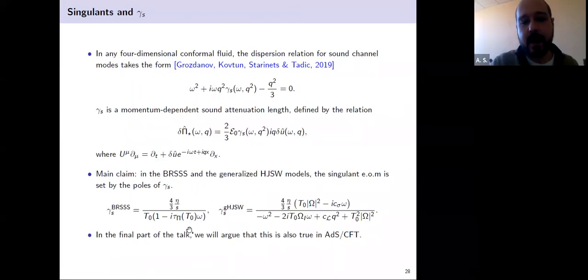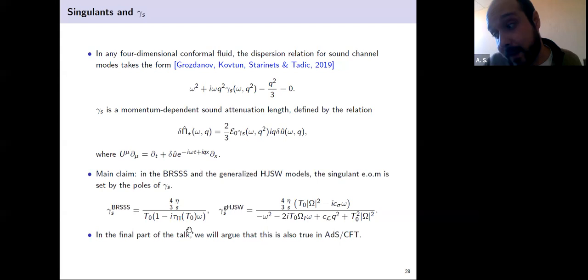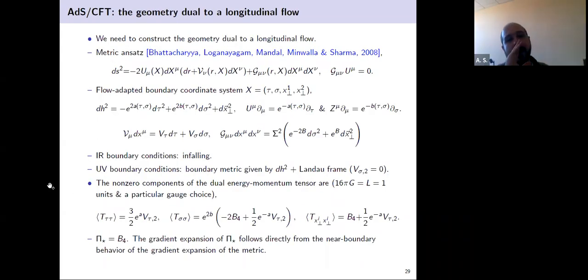Exactly. So in holography, depending on how many technical details you want, I can be faster, so I'm going to try to be fast. What we are going to do here is just an exercise in fluid-gravity duality, both at the nonlinear level and at the linear response theory level. What we want is the gravity dual of a longitudinal flow. So we are going to employ this metric ansatz that was introduced in this paper by this group of people, and we are going to employ some boundary coordinate system, which is adapted to our fluid flow.